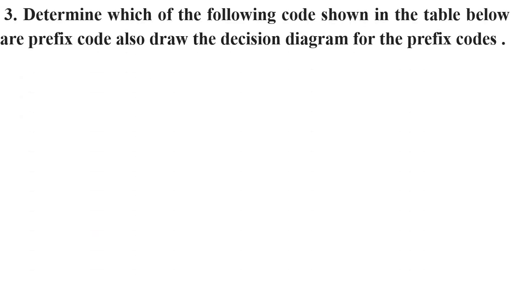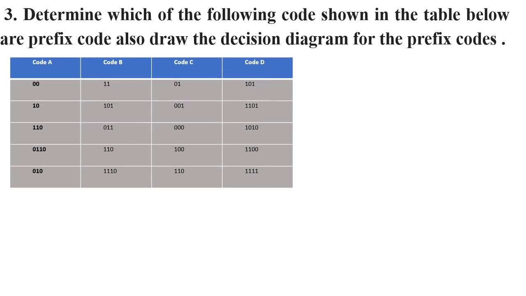Next problem: determine which of the following code words shown in the table are prefix codes. Also draw the decision diagram for the prefix code. This is the table given here. You have 4 types of codes: code A, code B, code C and code D.